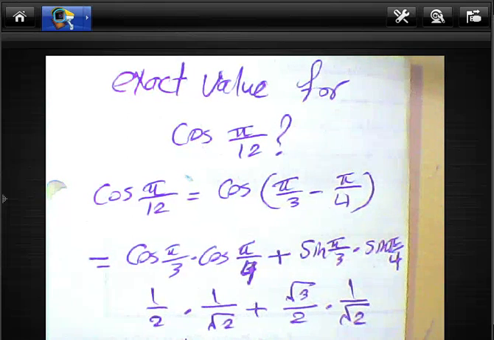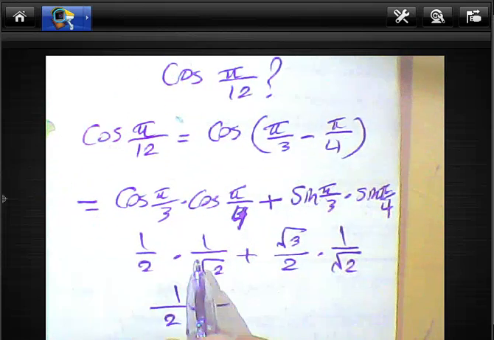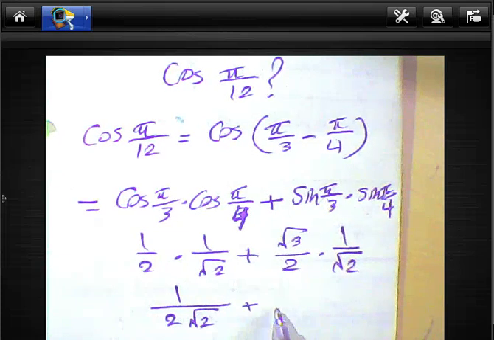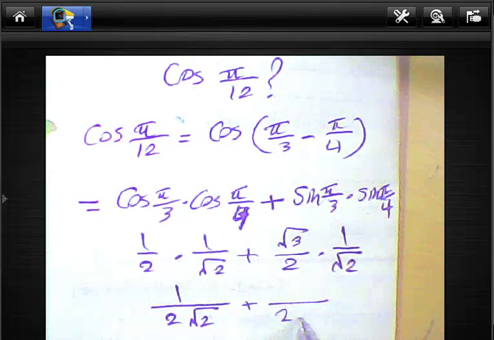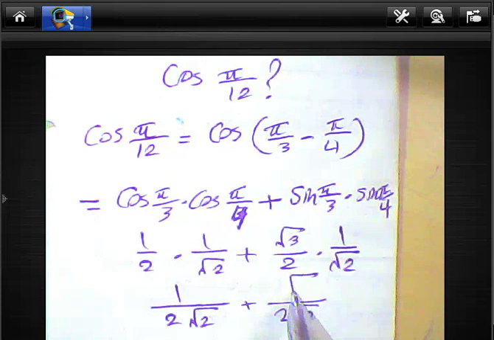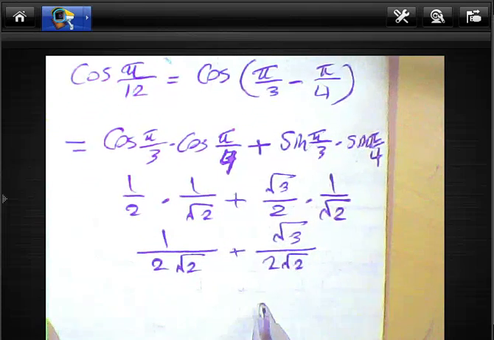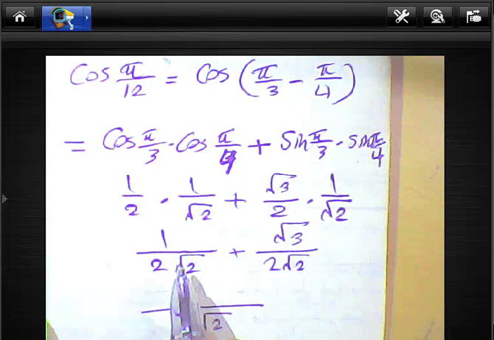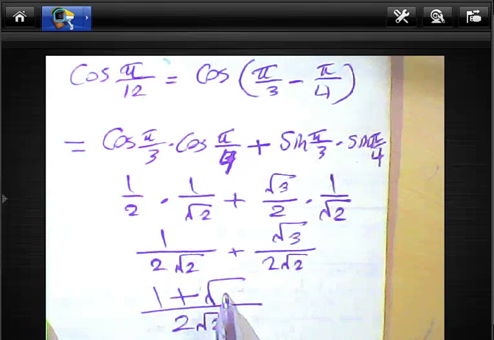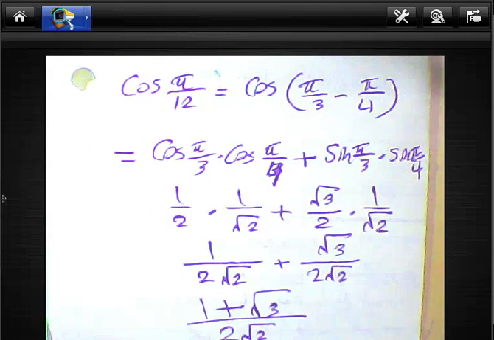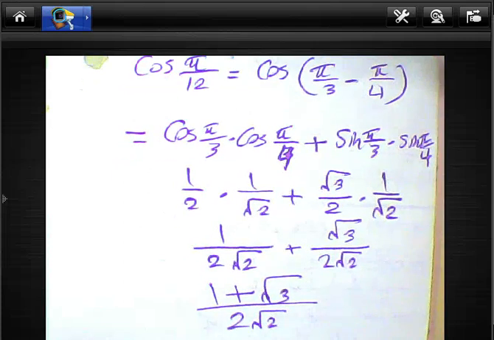Then we can find the result here. 1 times 1 equals 1, 2 multiplied by root 2 equals 2 root 2, plus 2 root 2 here, and root 3 times 1 equals root 3. So we can simplify it, 2 root 2 in the denominator and 1 plus root 3 in the numerator. Okay, it's the result for this example.